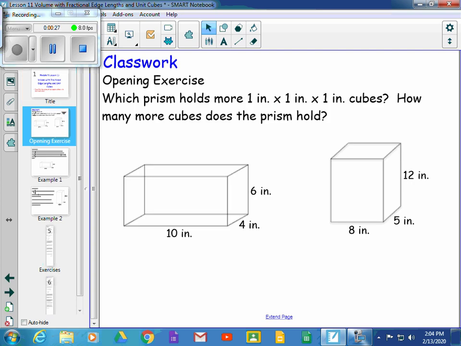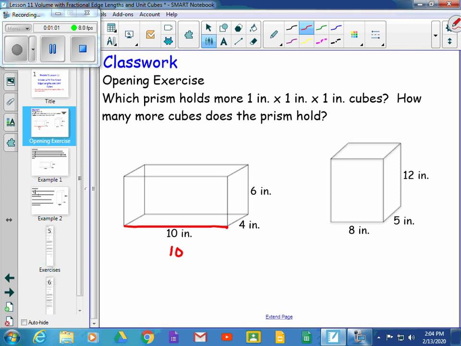The question asks, which prism holds more 1 inch by 1 inch by 1 inch cubes? How many more cubes does the prism hold? So if we start with the prism on the left, what I'm going to first do is imagine if I have a length right there of 10 inches, how many of those 1 inch by 1 inch by 1 inch cubes could I stack along that, make a row of? Well, I could put 10 of those in there. There'd be 10 cubes stacked in a row.